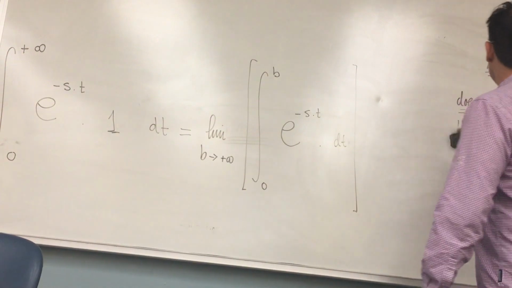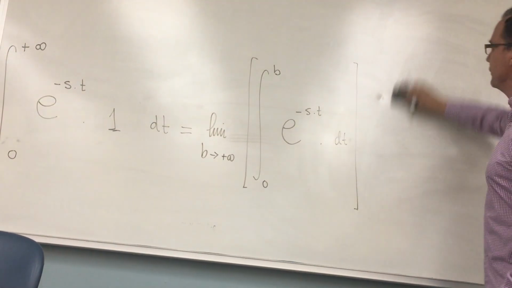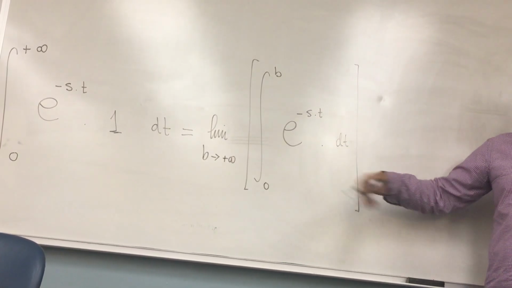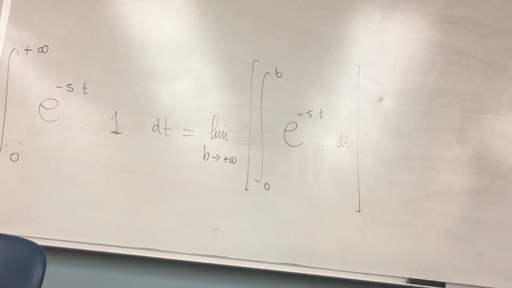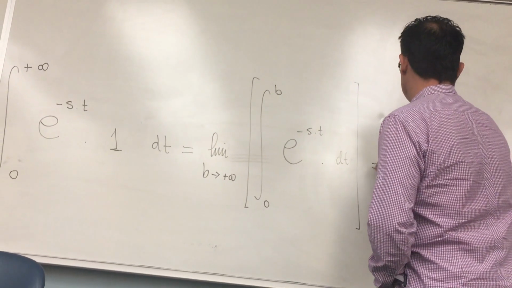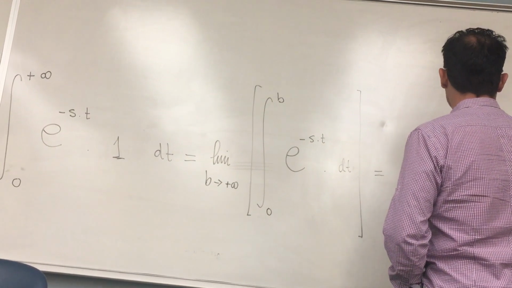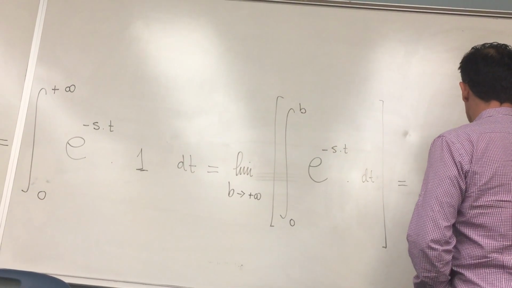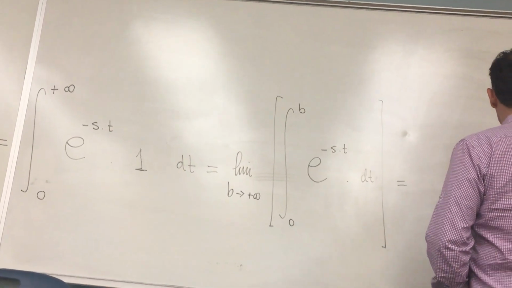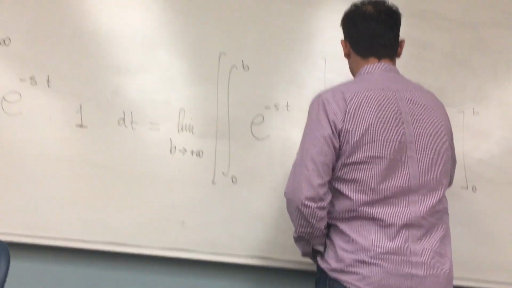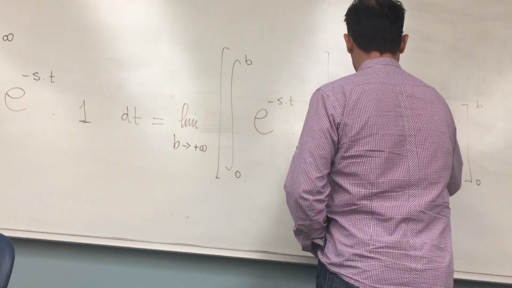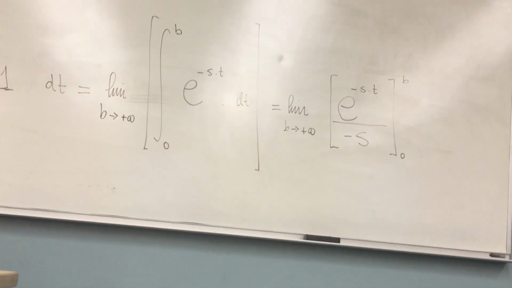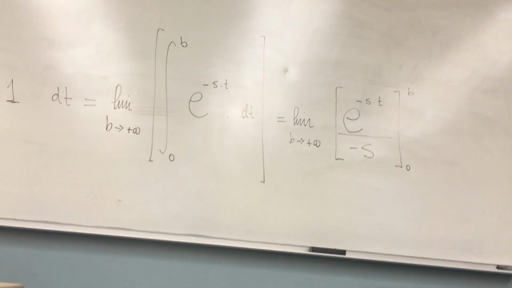How do you find that? What is that equal to? Is s just a constant? Hmm? Is s just a constant? If you integrate with respect to t, the other variable is like a constant. So you have to multiply by s and divide by s. What's the antiderivative? Then you plug the limits. Remember the fundamental theorem, and then you take the limit when b goes to infinity. Right? The antiderivative with respect to t.